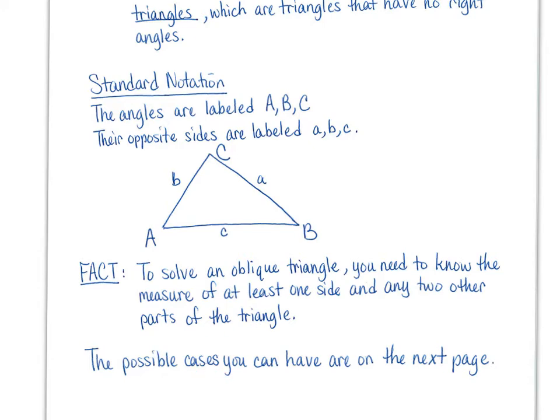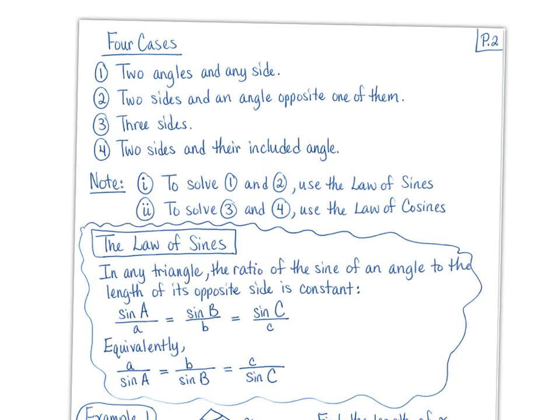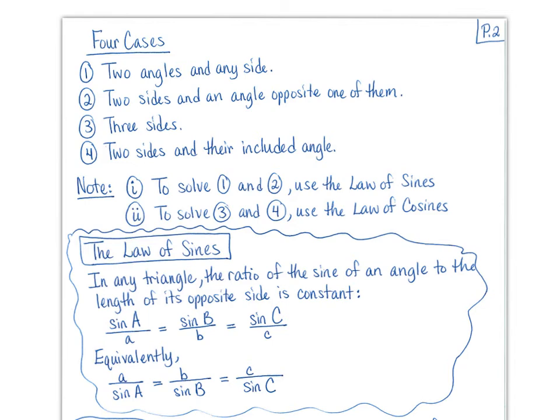The possible cases that you can have are these four cases. You can have two angles and any side. You can have two sides and an angle opposite one of them. That's important. You can have three sides, and you can have two sides and their included angle.